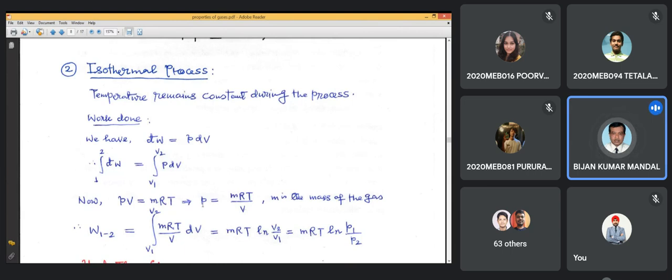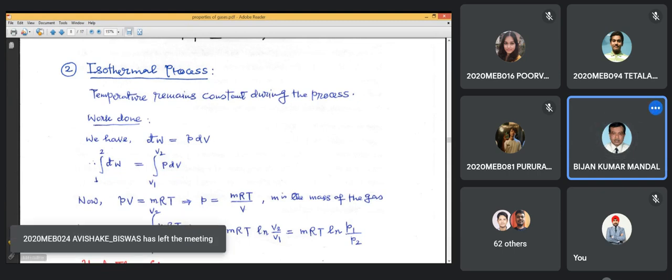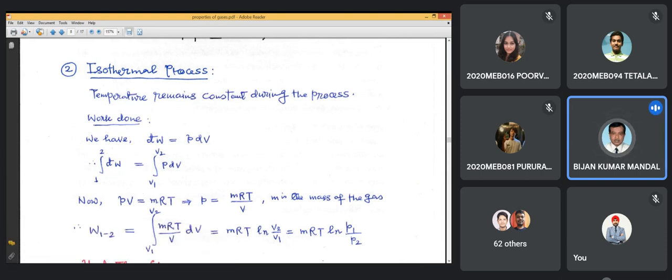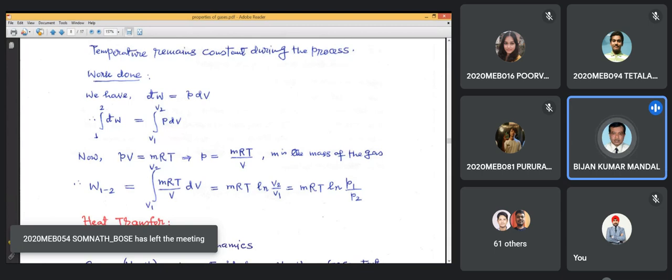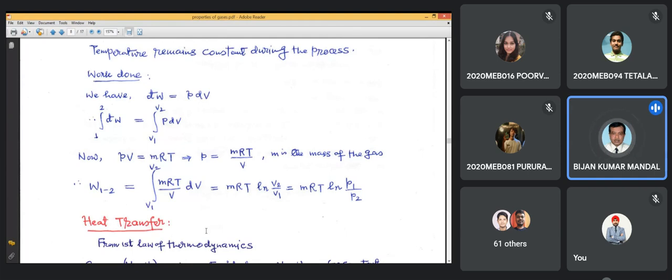Now we have to replace P in terms of V. We have PV is equal to mRT, so we replace P by mRT by V, where m is the mass. Then W12, the integration of the left-hand side, is the total work done during the process 1-2. Since it is an isothermal process, T is constant, m is constant, R is constant, so it will be simply mRT ln V2 by V1. If you want to write it in terms of P, it will be the reverse, ln P1 by P2. I think that is straightforward.